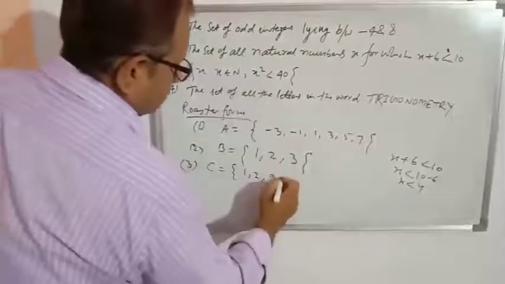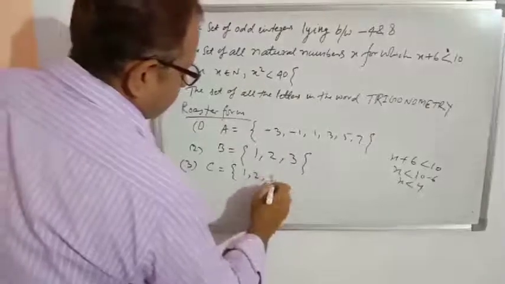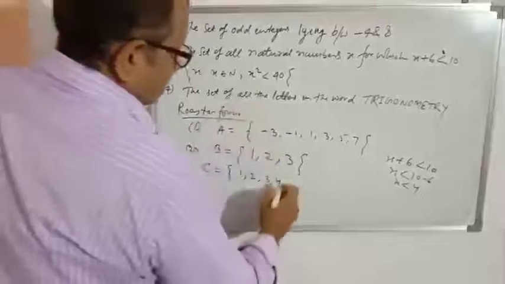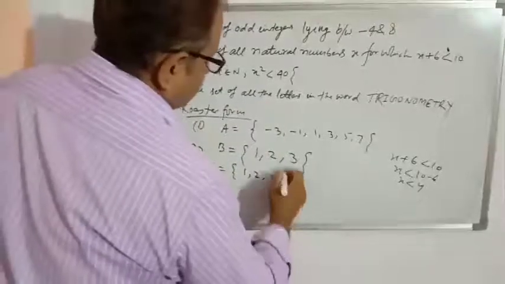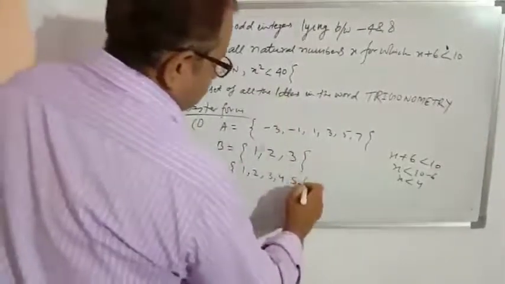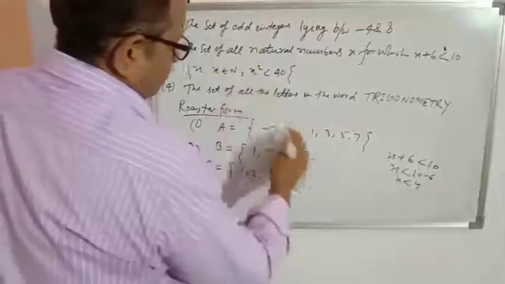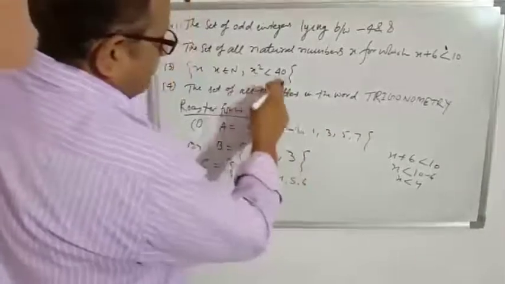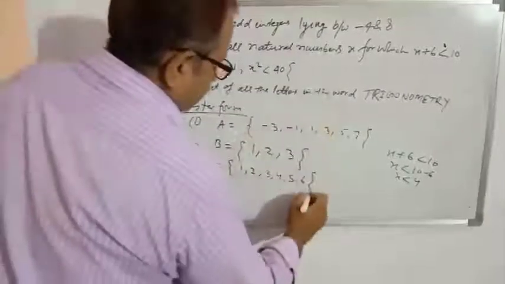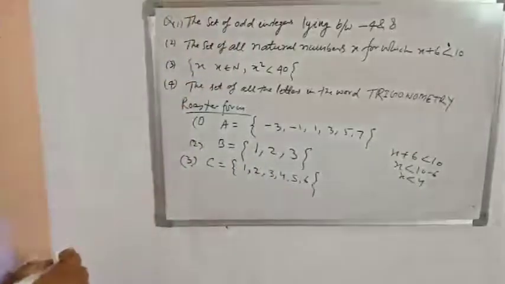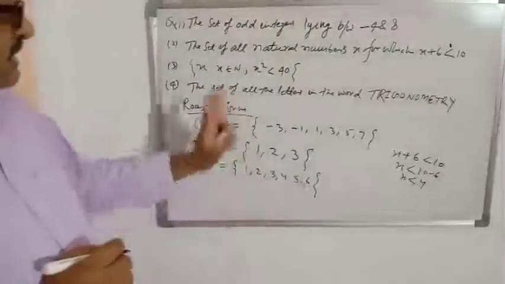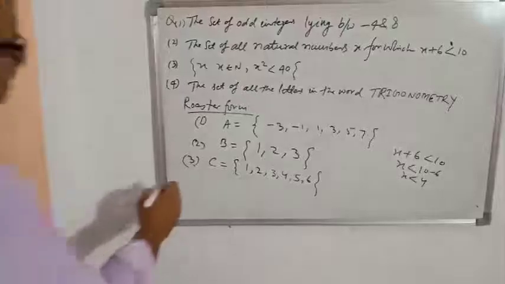4 square 16, less than 40. 5 square 25. 6 square 36, less than 40. But 7 square 49 will be greater than 40. So up to 6 we have to put here. 1, 2, 3, 4, 5, 6. This is the third part.